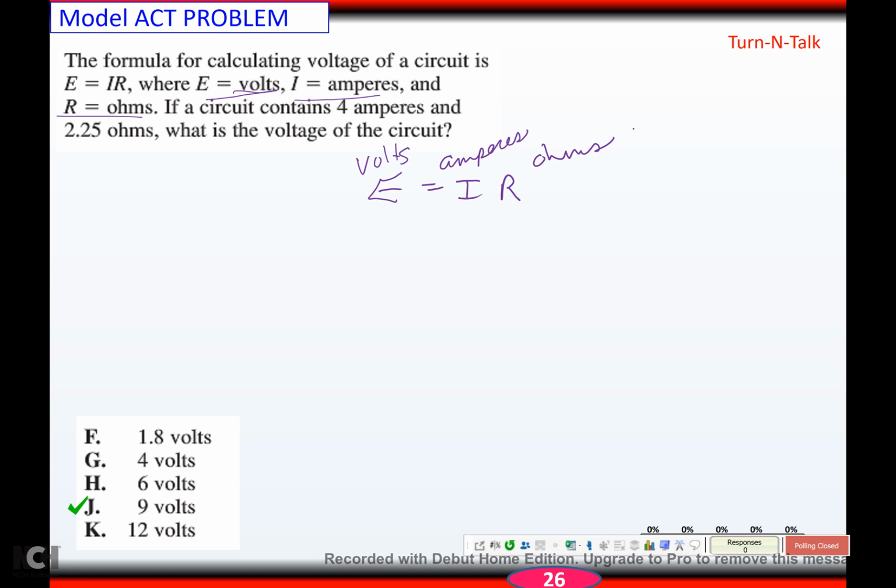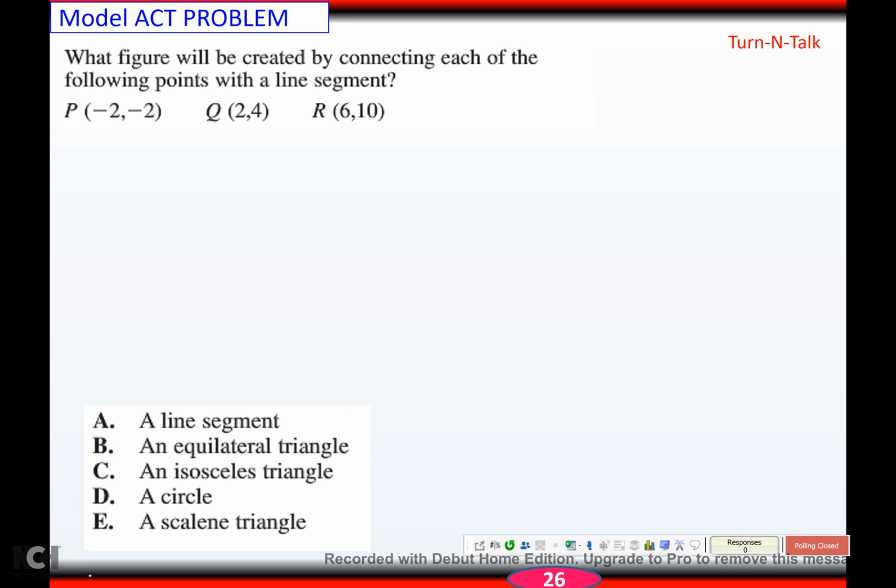So it says if a circuit contains 4 amperes, that means they're giving me I is 4. And 2.25 ohms, that means they're giving me R is 2.25. What is the voltage? That means they're asking me to find E. So if I multiply those two together, I get 9. Okay? Try this one, hit pause, come back when you're ready.